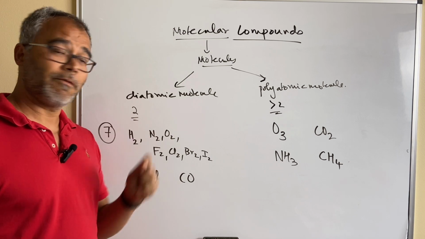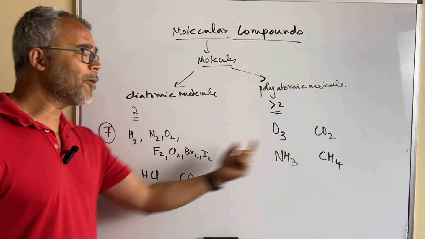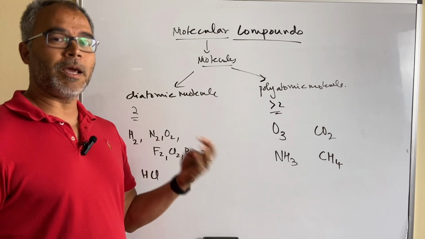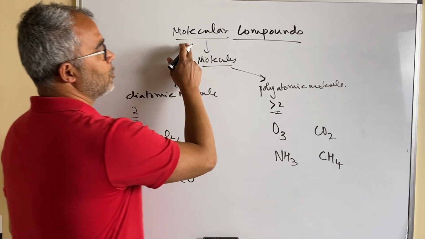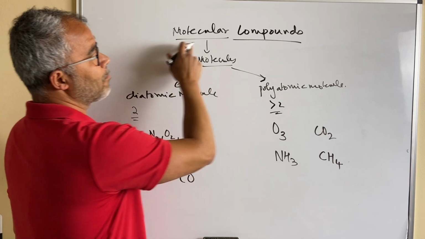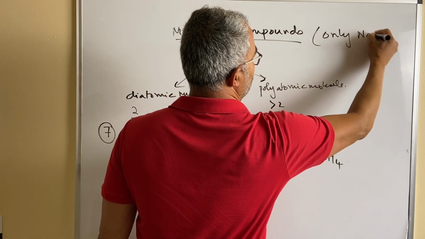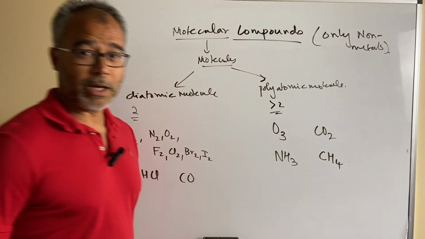So now notice one thing very carefully. In all these examples we showed you, they're all nonmetals. So then the question arises, how do you name compounds that are made up of only nonmetals? Those compounds that are made up of only nonmetals are molecular compounds. Let's take a look at how to name them.